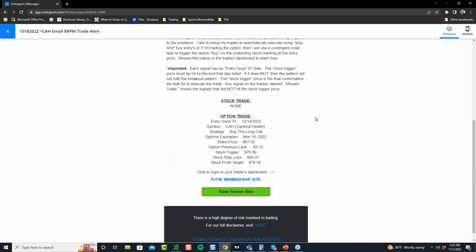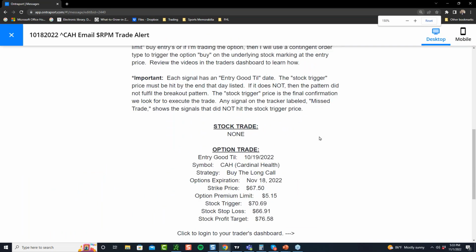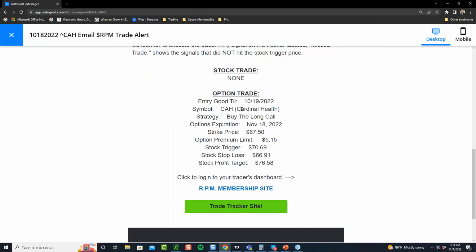So here's the details. Now that I showed you how to set it up, there's the symbol. We're buying a long call. There's the expiration to select. There's the strike price to select. If you want a premium limit, I show you how to do a premium limit, right? But if you want to put a limit on the premium, you can do that.